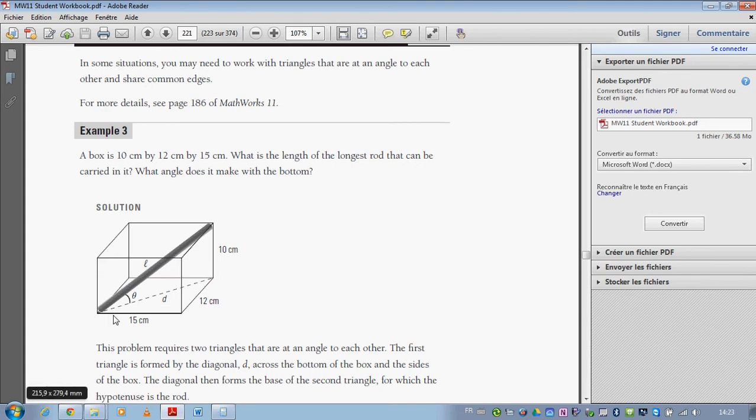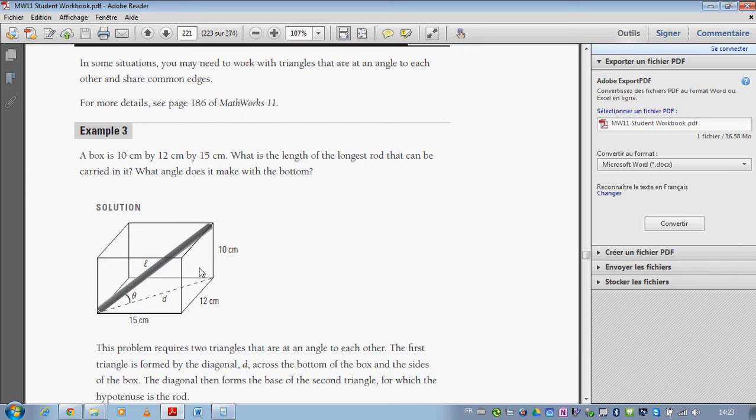Well, if you look at it like this, you've actually got this side right here, 12 and 15, and this is a right angle right here, and you can use the Pythagorean theorem to figure out the length of d. And once you've figured out the length of d, and you have the height, which is 10 centimeters, you can actually figure out that angle right here as well.